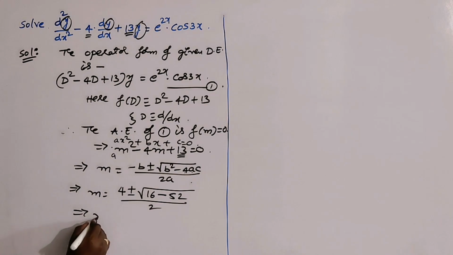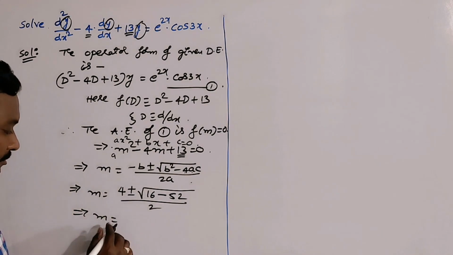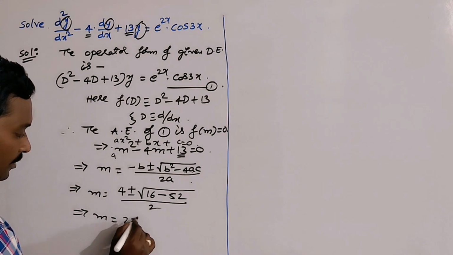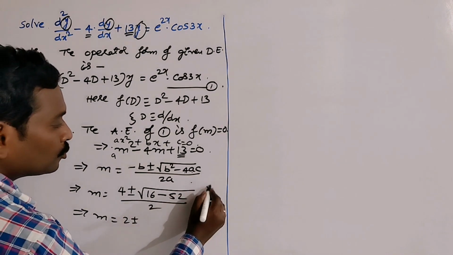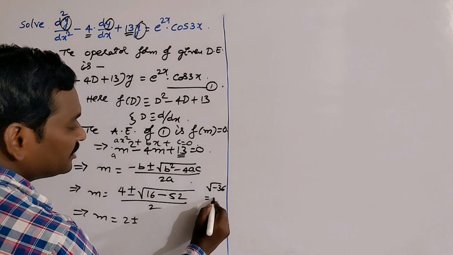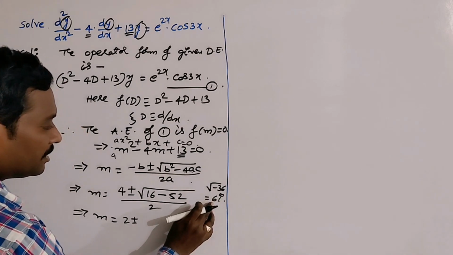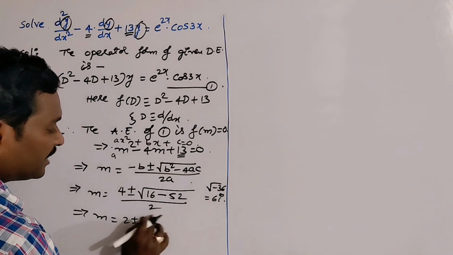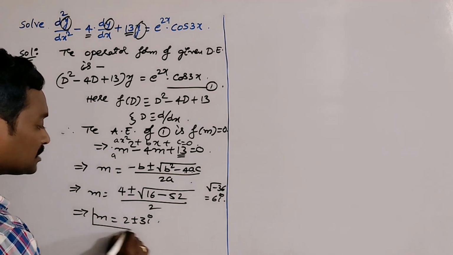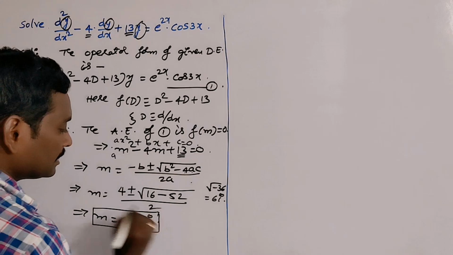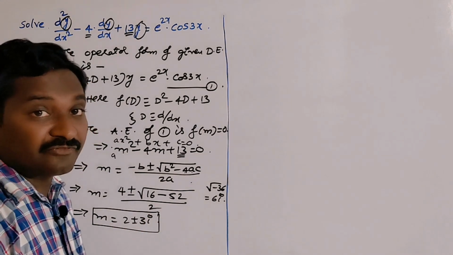So it can be written as 4 by 2 plus or minus root over 16 minus 52. Root over minus 36 is 6i, but we already have 2 in the denominator. 6 by 2 is nothing but 3i. You can also get these roots by using a scientific calculator.